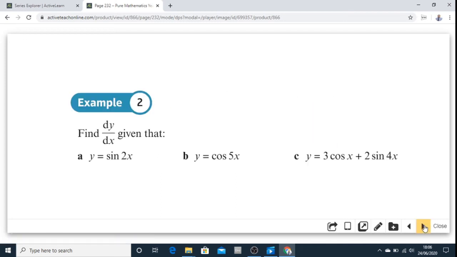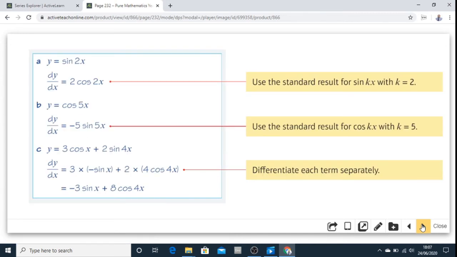Let's have a look at some other bits. So we've got some examples. You'd probably be able to just do these things in your head, to be honest. This is a nice one. Look at this one. This would be cos x goes to minus sin x, so this would be minus 3 sin x. This one is cos 4x, but you've got 4 times 2, 8 cos 4x, etc. for that one. So the actual differentiation part of it is fairly straightforward, actually.